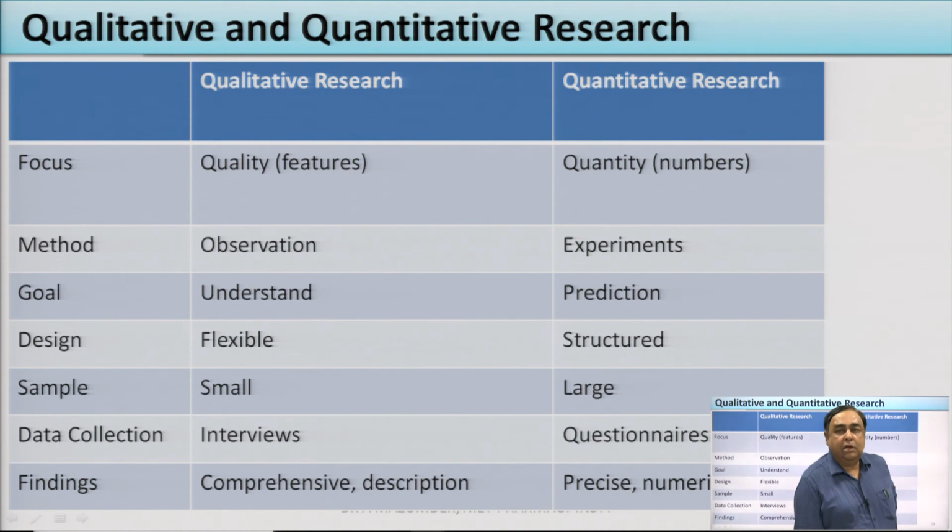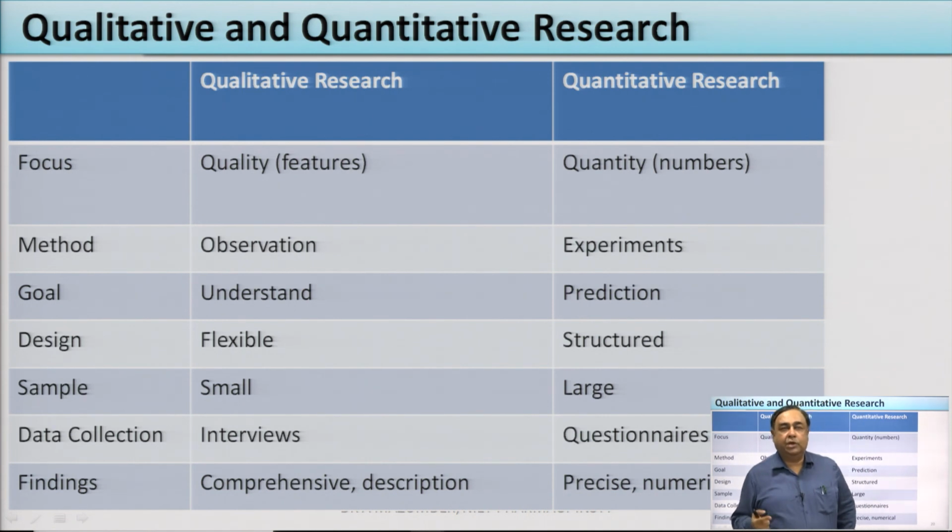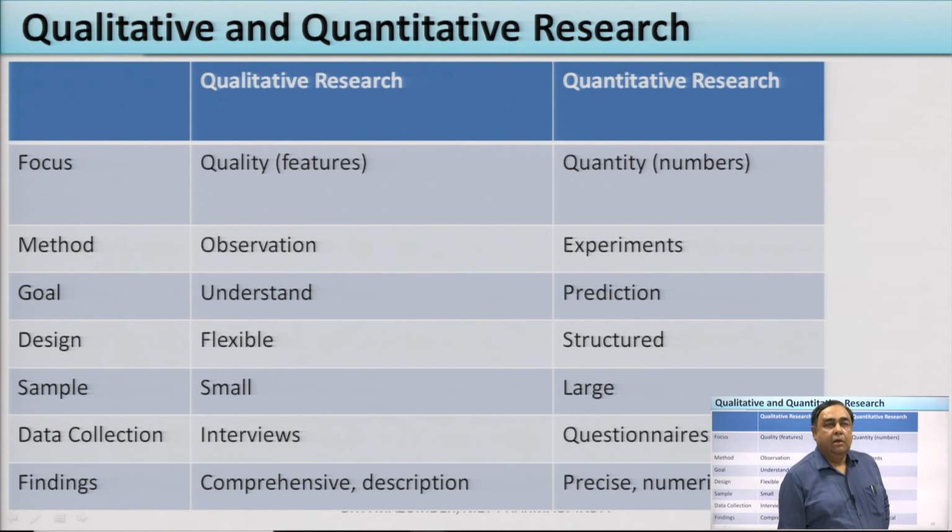Now, research, as I have told you, may be qualitative and quantitative. Qualitative, we are just gathering the features, whereas in quantitative we are more stressing on the numbers, numerical values. Qualitative research is generally done by observation, quantitative mainly done by experimentation. The purpose of qualitative research is to have an understanding of the process, whereas in case of quantitative research we are predicting something. Qualitative one is much more flexible, quantitative much more structured, much more rigid.